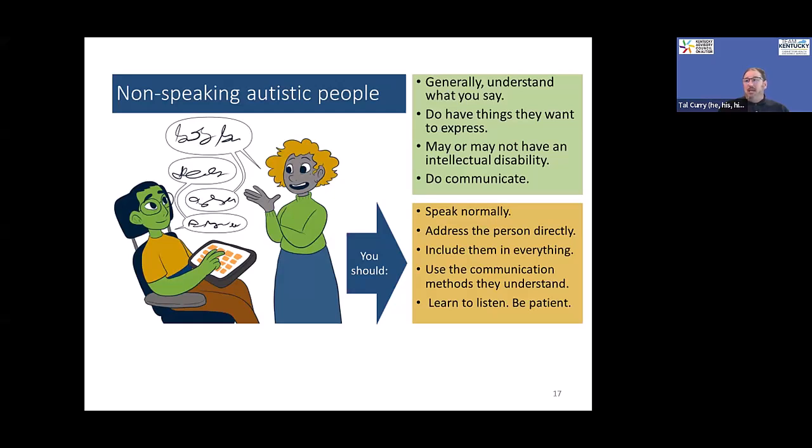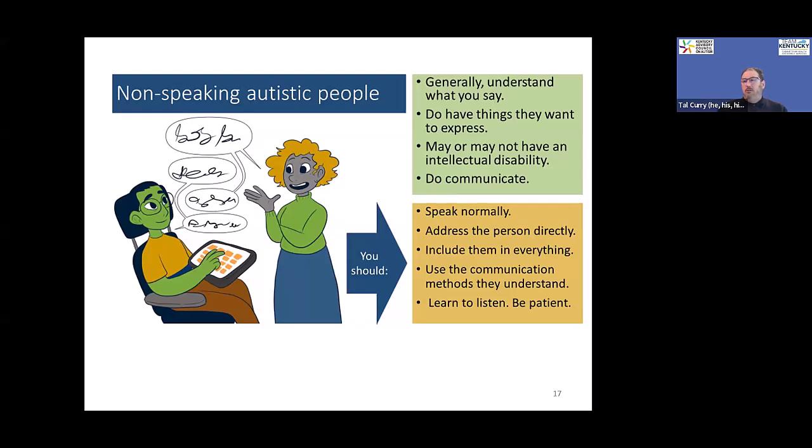But that doesn't mean that they can't understand what people say. They generally understand what people are saying. Many of them have receptive language skills, but they have things that they want to express. They may or may not have an intellectual disability, but they certainly do communicate. So what should you do? Speak normally, address the person directly, include them in everything, use the communication methods they understand, learn to listen and be patient. And I'll have some other slides about that.